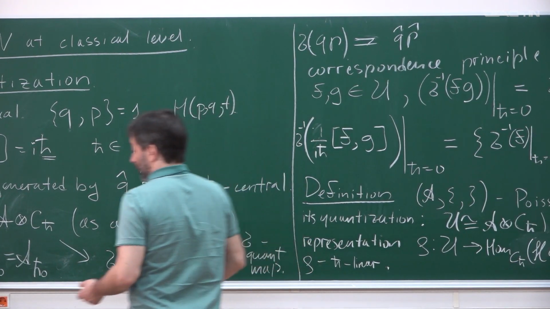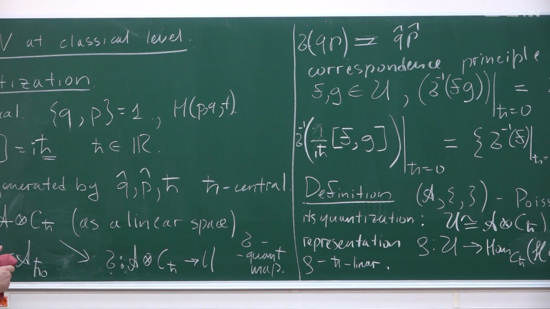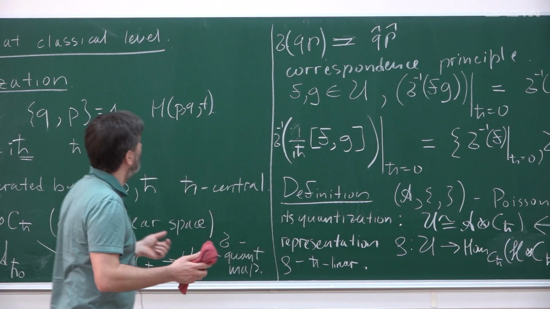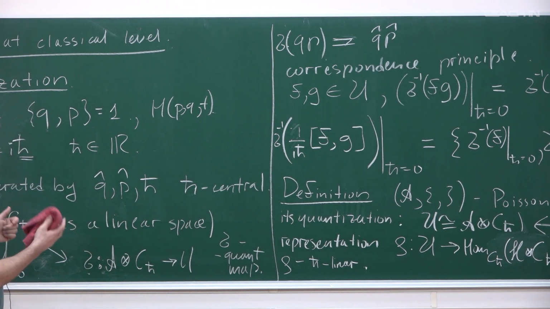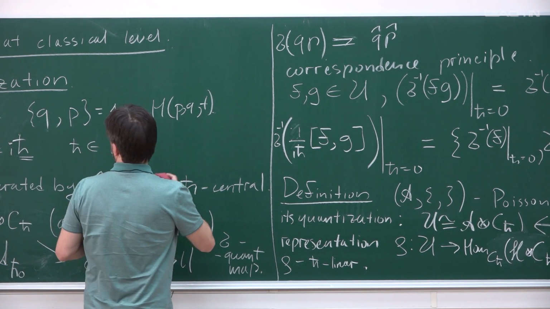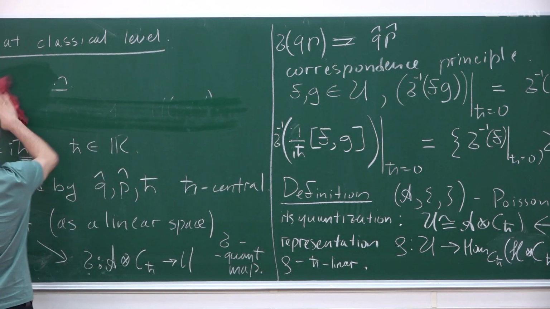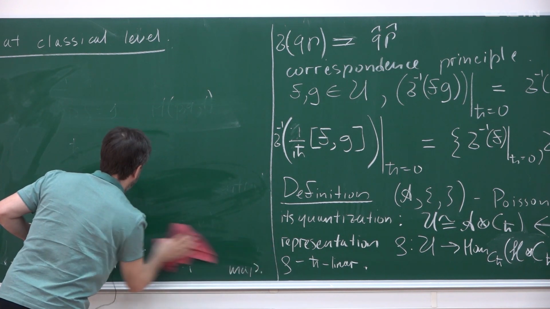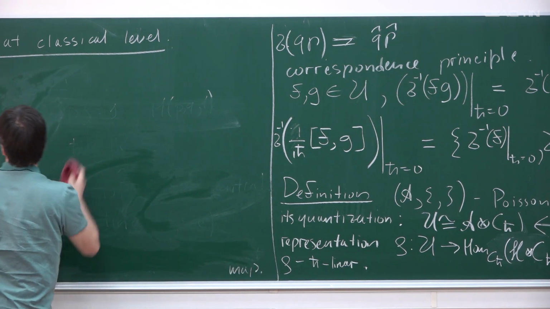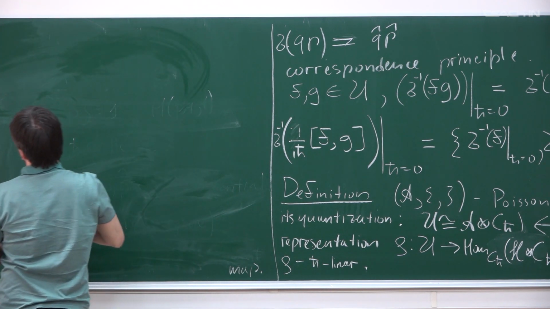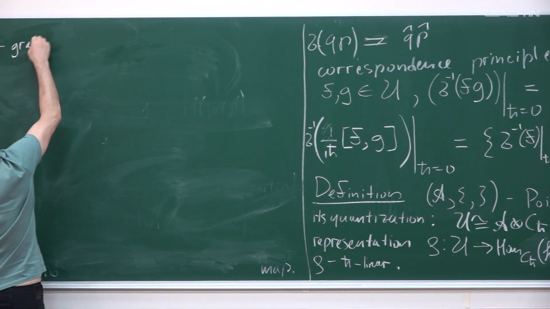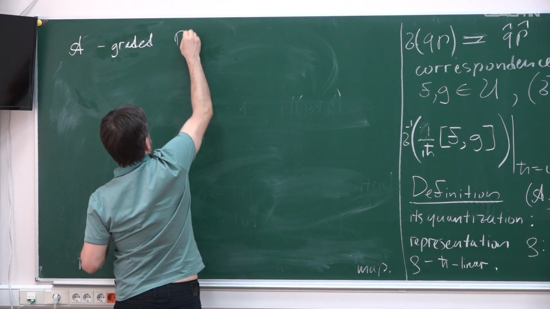Okay, good. Then what happens if we want to quantize a system which is our BFV system, which we discussed in the recent two lectures? First of all, we have a grading. We have an additional degree. So in this case, our A is a graded Poisson algebra.